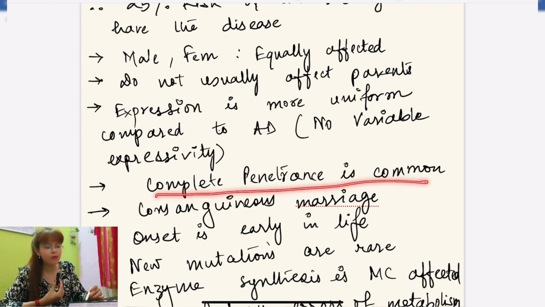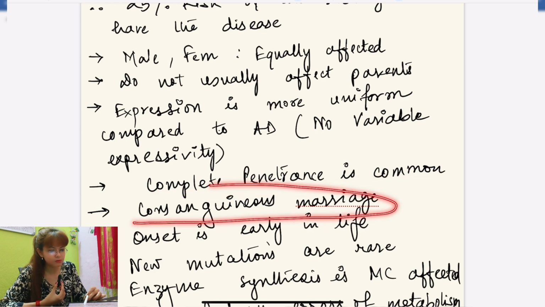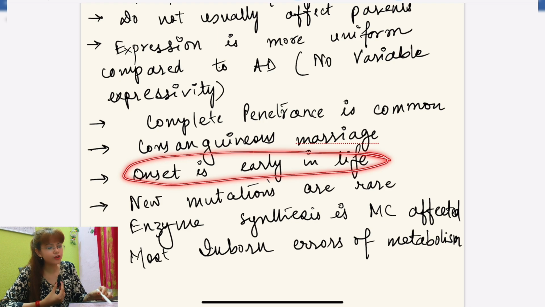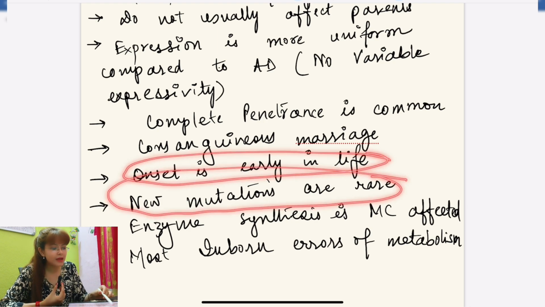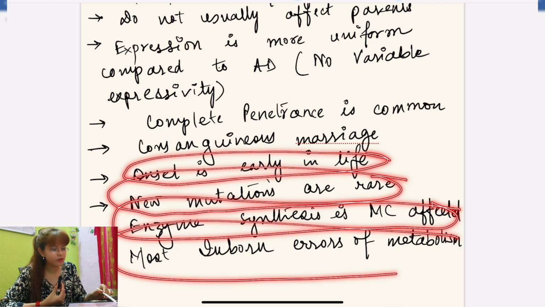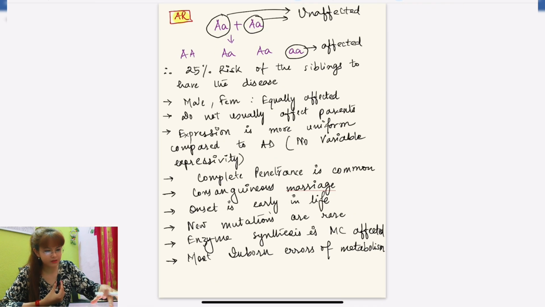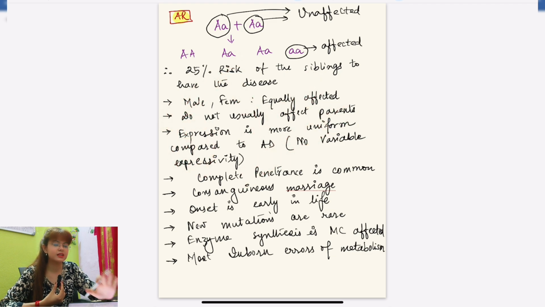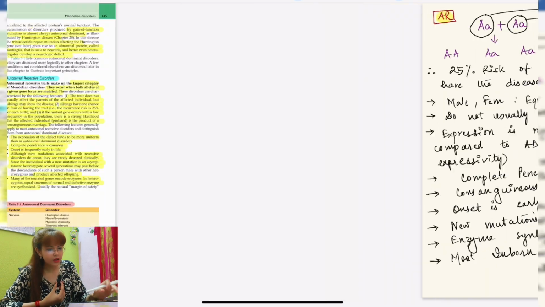Complete penetrance is common. Wherever you find the word consanguineous marriage, it is going to be autosomal recessive. Onset is early in life. New mutations are rare. Enzyme synthesis is most commonly affected. Most inborn errors of metabolism follow this pattern of inheritance. So these things are very, very important, and I have made these review notes so that these are the utmost important points you can't miss out on.